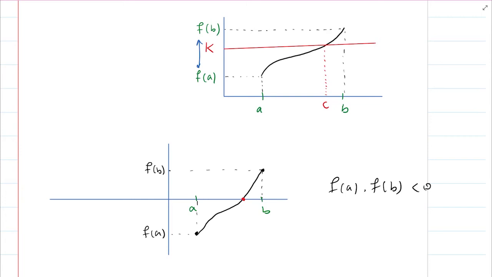In some cases we're not able to solve for roots of a function algebraically. This method would be really, really handy. So let me give you examples. Show that f of x equals x to the 7 has a root on negative 1 to 1.